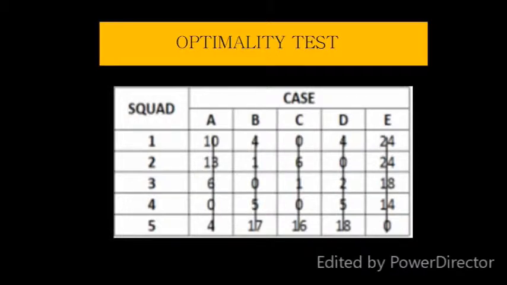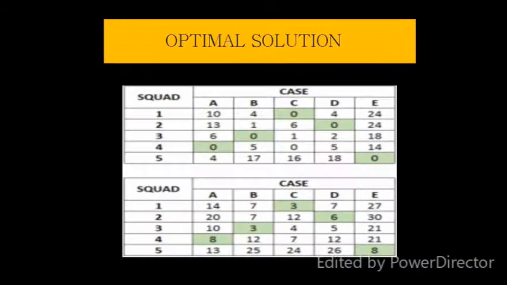So after column reduction, we will now check for optimality. Since there are 5 lines and this is a 5 by 5 table, we have now arrived at our optimal solution. Since this problem wants to know who to assign to a specific case, we will now look for a solution by choosing zeros in the table. As we can see in the table, Squad 4 will be assigned to Case A. Squad 3 will be assigned to Case B. Squad 1 will be assigned to Case C. Squad 2 will be assigned to Case D. And lastly, Squad 5 will be assigned to Case E.